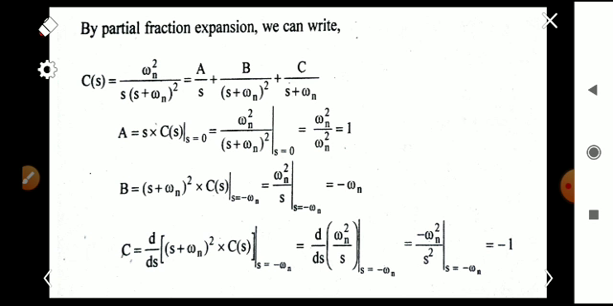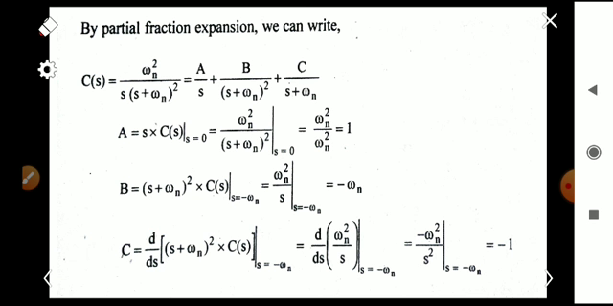Here we have to find the values of A, B and C. You can use any method for finding the constants. Either you can cross multiply the entire terms and, equating the coefficients of s^2, the coefficients of s, and the constants, find the values of A, B and C. Or you can use this other method.